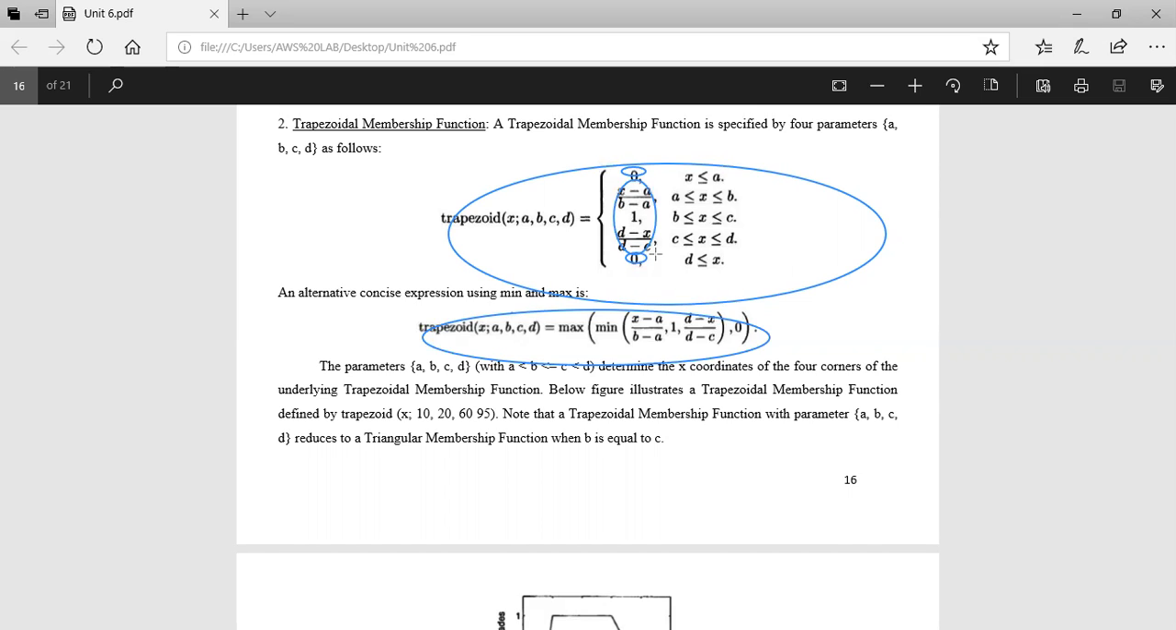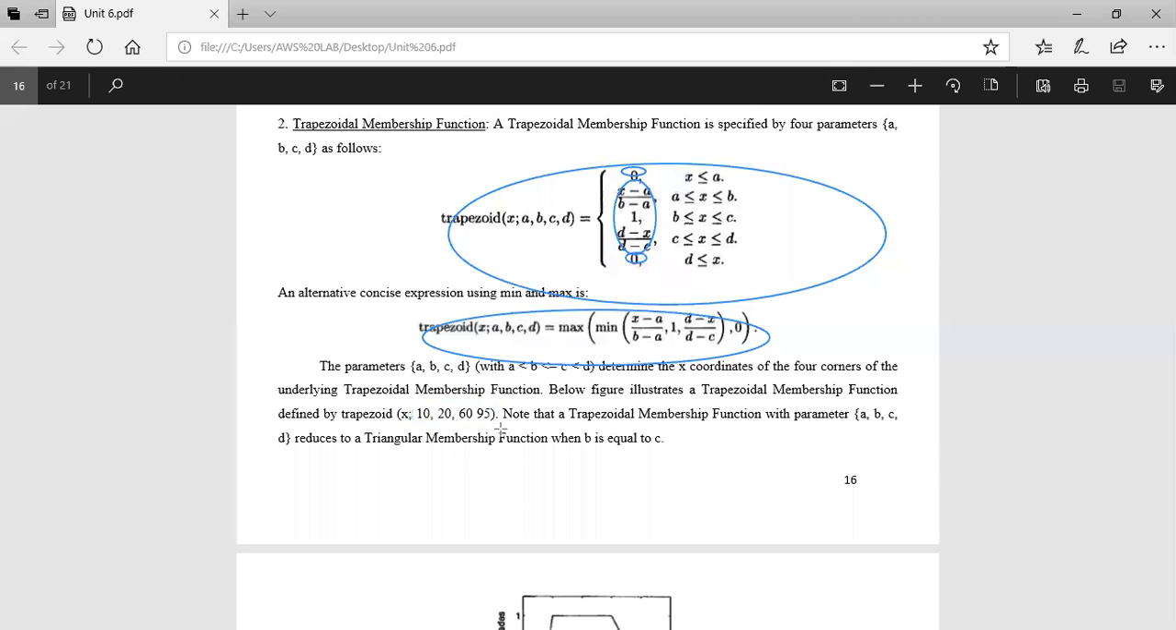So this is how we are going to represent a trapezoid membership function. And the second one is using min and max for the trapezoid membership function. Let us see how it looks when we use it, right? See, if we consider here, we have considered the values 10, 20, 60, 95, right?